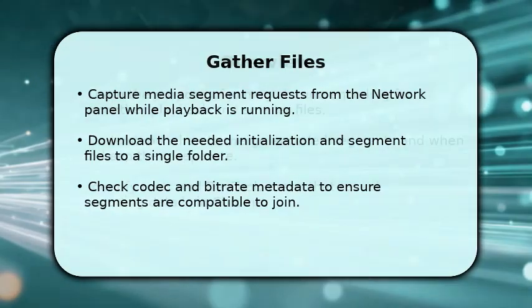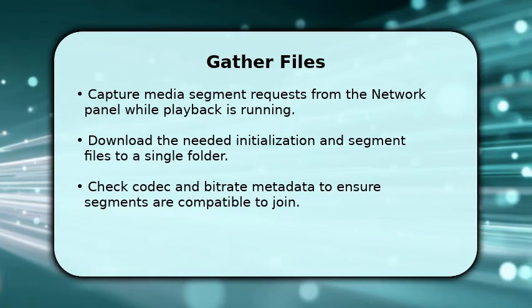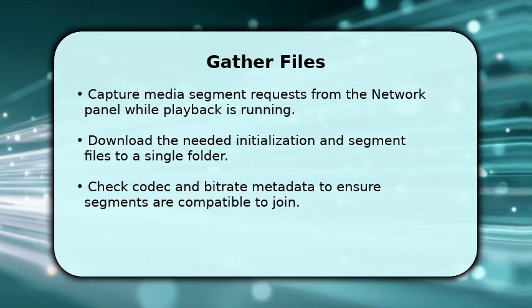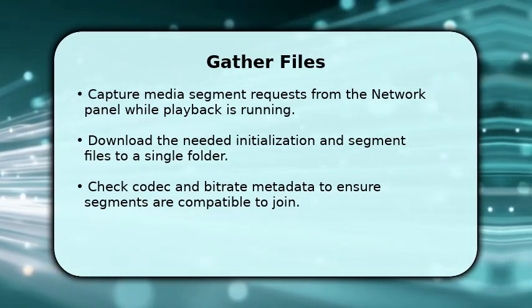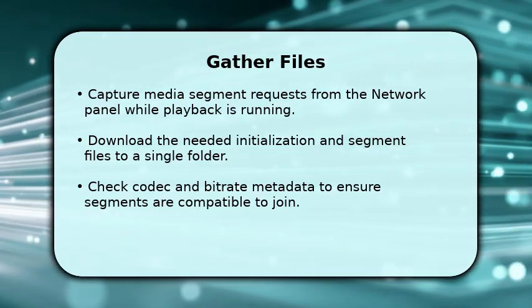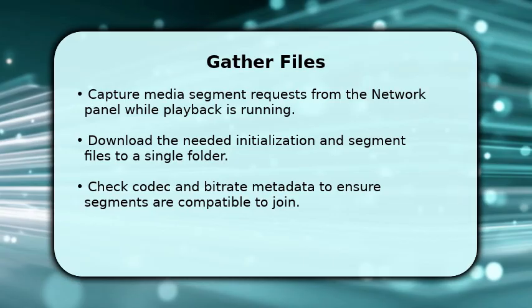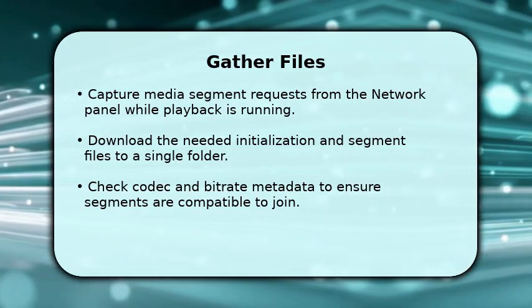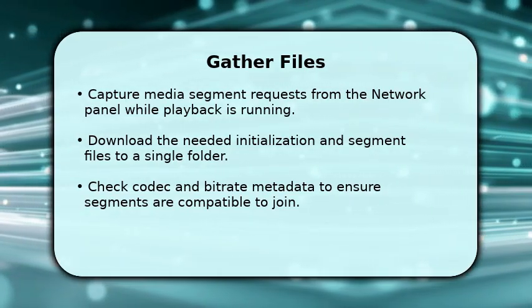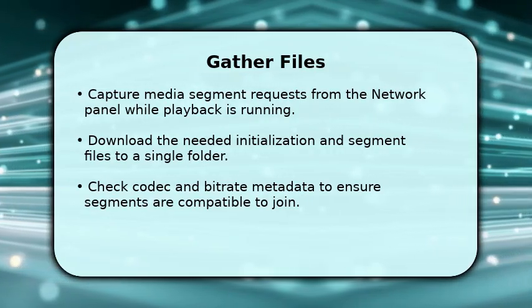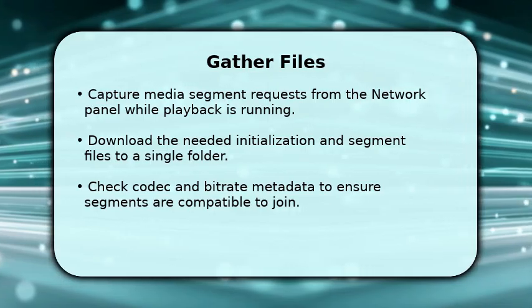devices. First, capture and download all media segments and the initialization file from the network panel in Chrome. Use clear file names and place everything in one folder so your joiner can work without confusion. Confirm the codec, sampling rate, and bitrate match across segments to prevent errors, and rename files in numeric order so merging tools process them sequentially and reliably for a single continuous media file.